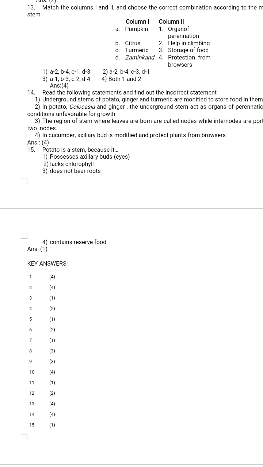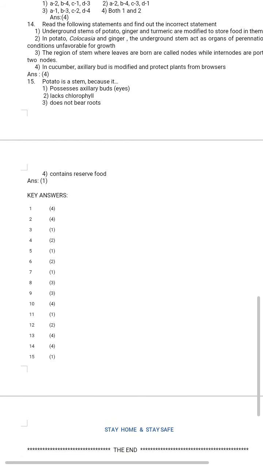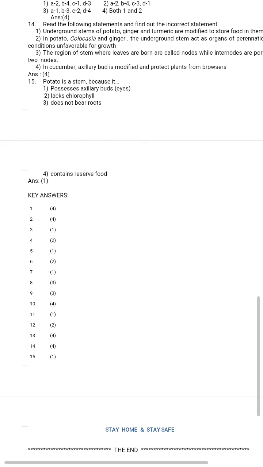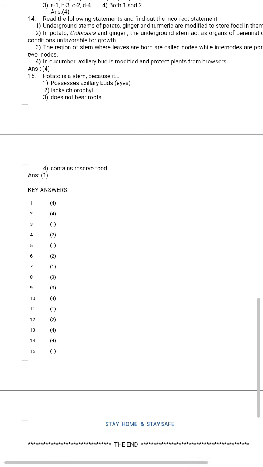So students, here key answers are given on the screen. You can go through it. Go for self-test. I request everybody to go for self-test. Once again, practice all the questions and do self-test. Go for self-analysis. After that, cross-check with the correct answers and check yourself how many correct answers you have attempted and how many wrong you have attempted.